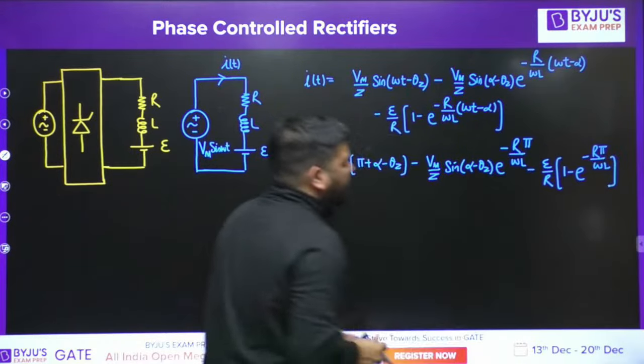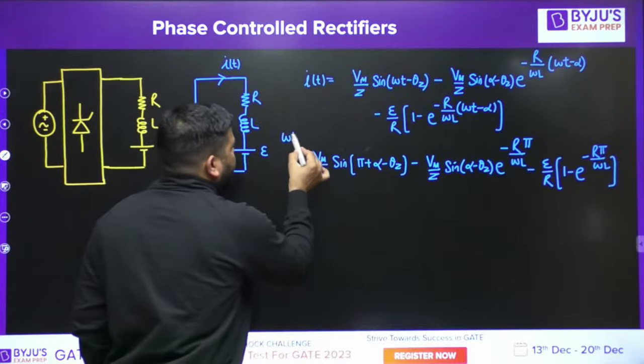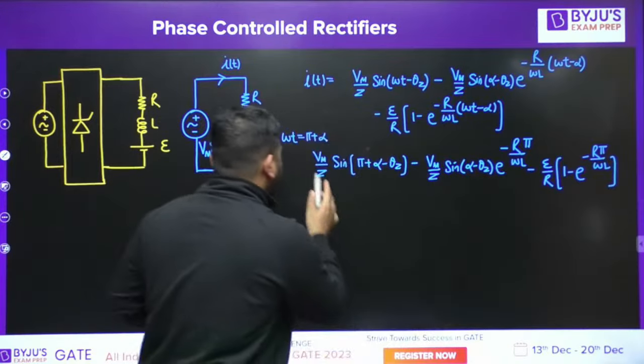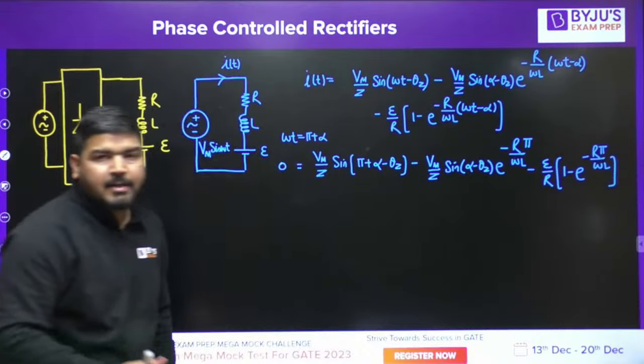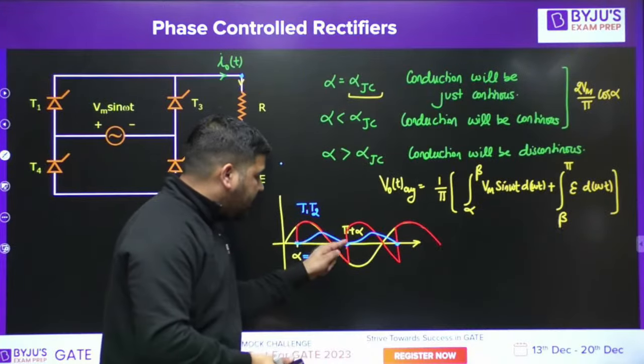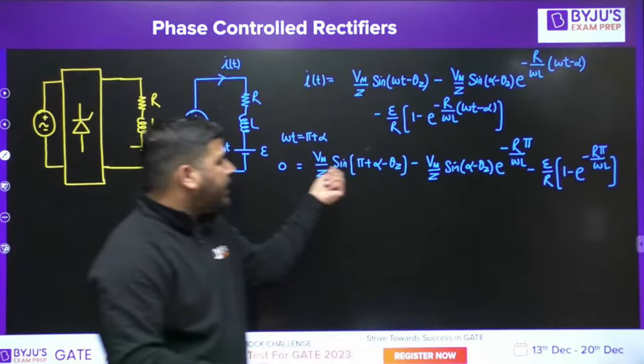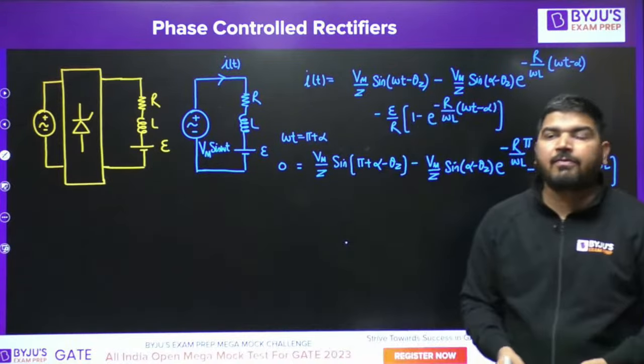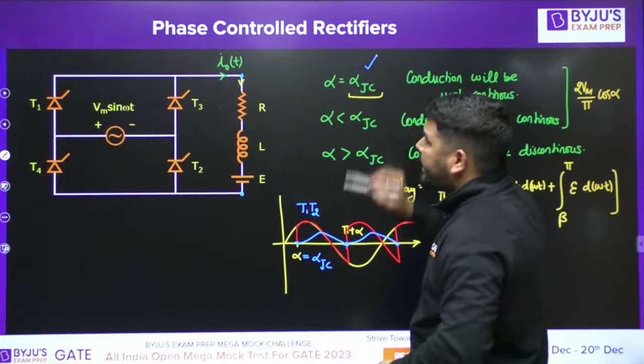If I put omega t equal to pi plus alpha, this will be the current equation, and this has to be 0. This has to be 0 because the conduction is just continuous. In the just continuous case, current has to be 0. We need to calculate alpha from this relation. That alpha is known as alpha JC.